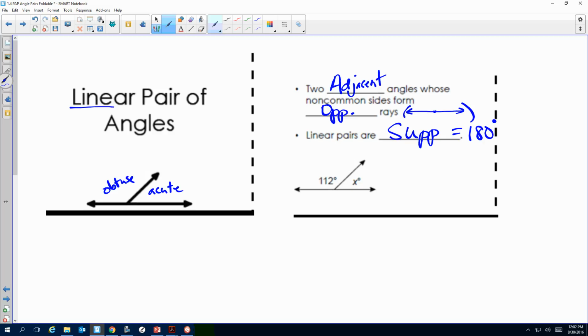So if I know that this obtuse angle here is 120 and I want to find the value of x, I just take 180 from that. So the measure of x would be 68 degrees. All right, we're done. 68.